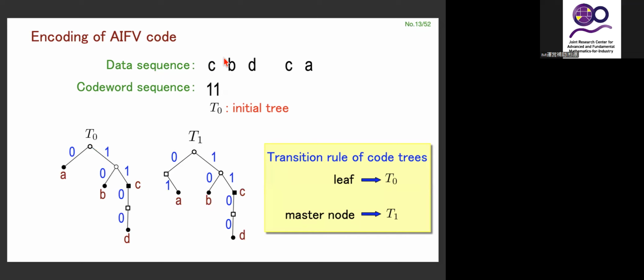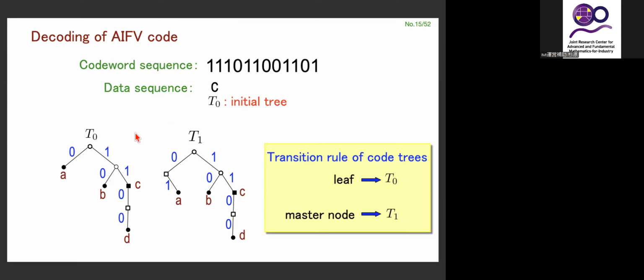So the first symbol C is encoded to 11 in T0, and C is a master node. Since C is a master node, we move to T1, and B is encoded to 10, and since B is a leaf, we move to T0, and D is encoded to 1100, and since D is a leaf, we again use T0 to encode the C, and C is encoded to 11, and this node is a master node. We move to T1, and finally A is encoded to 01.